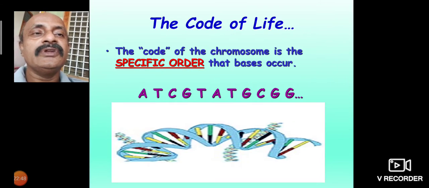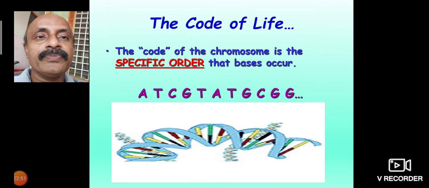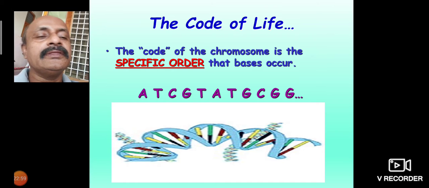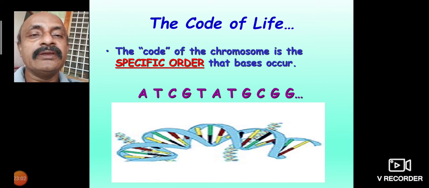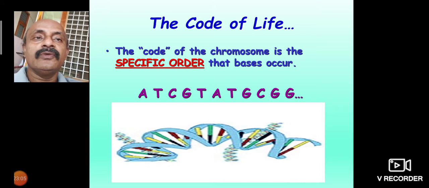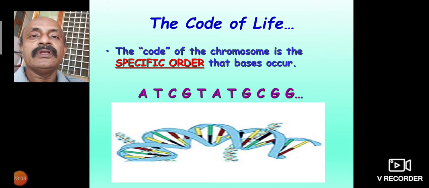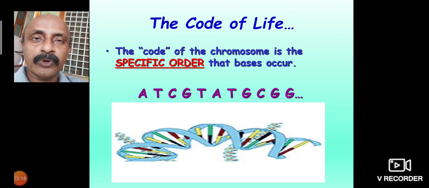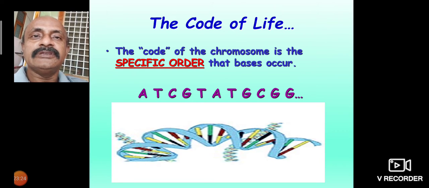So then the structure of the DNA is the code of life. The code of the chromosome is the specific order in which the bases occur: adenine, guanine, cytosine, guanine, thymine, adenine, thymine, guanine, cytosine, guanine, which in total is the code for life. The life which can be proposed by any living organism when active, protein metabolism, nitrogen metabolism, all take place with the help of the inherent character of DNA. The DNA is the genetic material of every living organism.